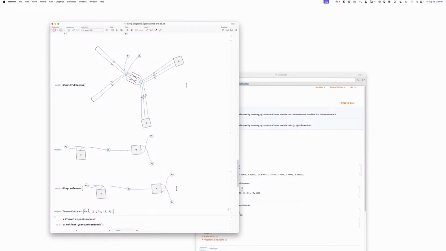Okay, I understand. So now can I go from this diagram back to some kind of expression? You can do diagram tensor, for example... That's pretty cool. Yep. Very nice.